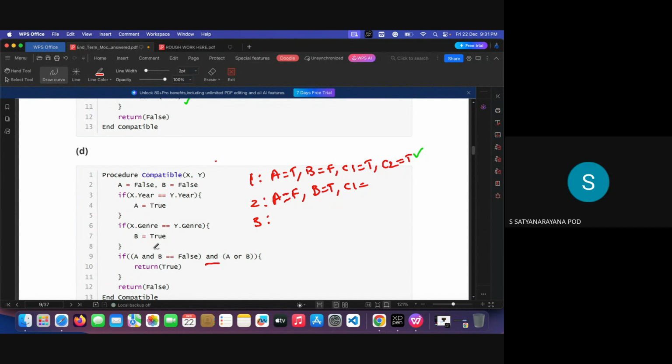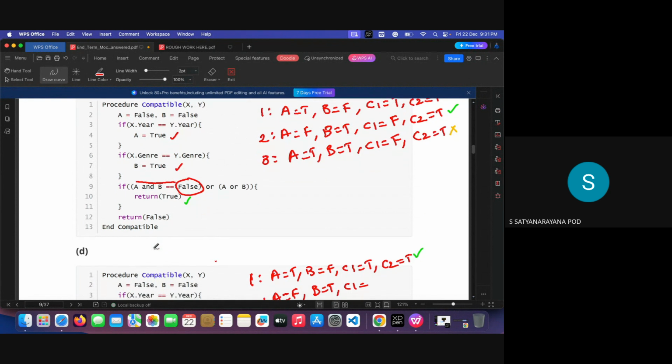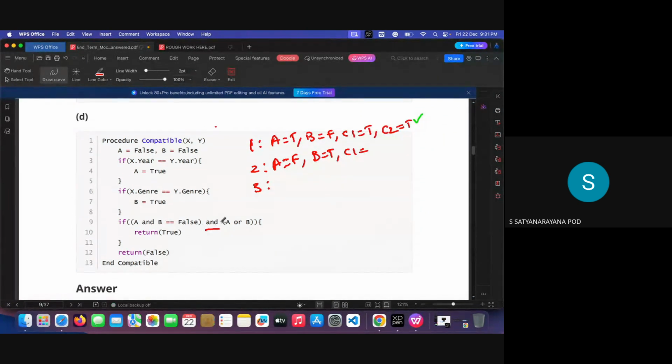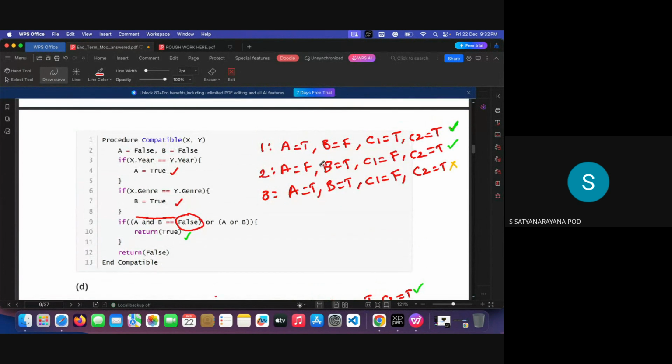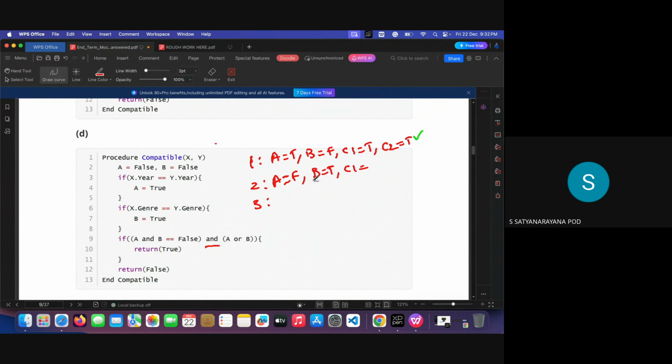Wait. I'm checking one by one, the same cases. Let me consider the 3 cases first. I'm checking the second case. A value is false, B value is true. Means year is different, and gender is same. But here, specifically, B is equal to false, they have said. Same values, you have to check it. Clear?